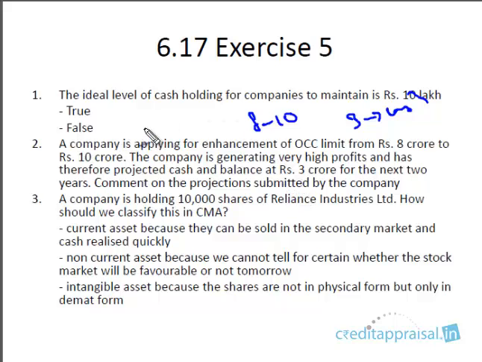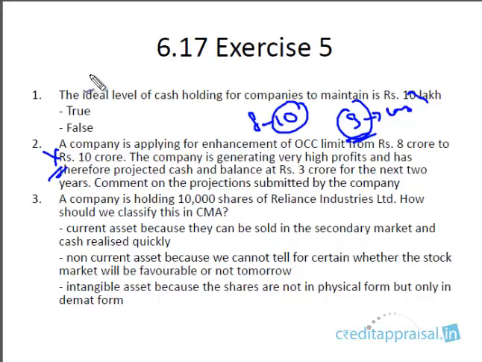So what we said is that you should be very careful about the cash level projected by the company. The projected cash level should not be so high. Against the enhanced limit of 10 crores, the company is planning to maintain a cash and bank balance of 3 crores. This is something we already discussed, and we're not going to repeat it here. Please refer to the section on cash and bank balance. This is something which cannot be accepted.